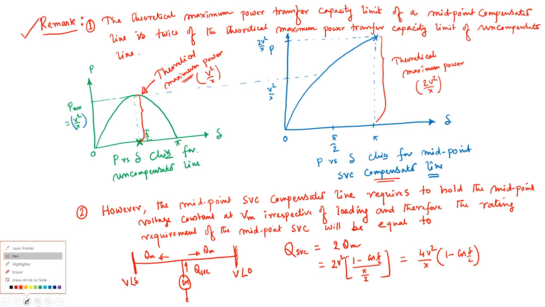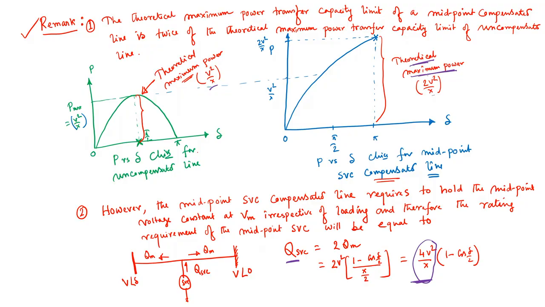Now, look at this particular term, which represents the maximum Q SVC, and this is 4 times V square by x. So, we need that much reactive power compensator rating for this SVC in order to achieve this theoretical maximum power, twice the theoretical maximum power of the uncompensated line. To have twice the maximum theoretical power transfer capacity of the uncompensated line, we require a compensator at the midpoint whose rating should be as high as 4 V square divided by x, and this is pretty high. This size itself would be the main limitation to achieve this twice maximum power transfer capacity due to midpoint compensation.